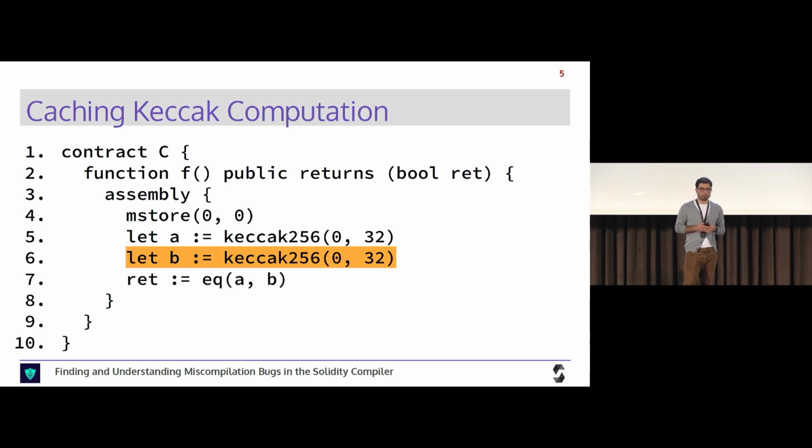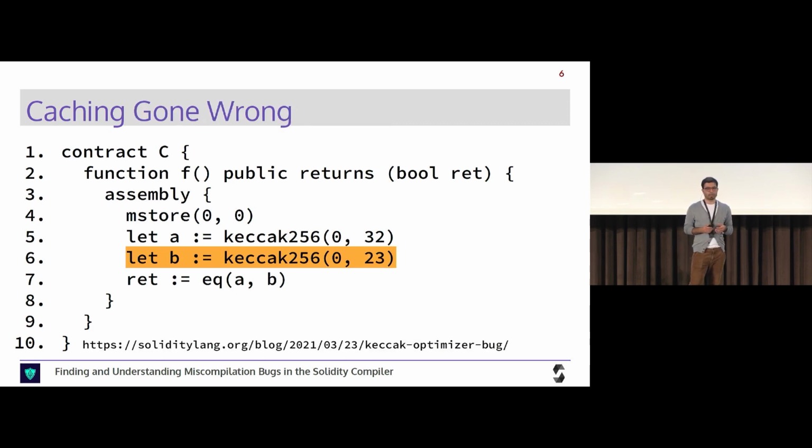The compiler tries to optimize Keccak calls because they are gas intensive, by analyzing whether the memory regions over which the Keccak hash is computed are identical. And if they are identical, we could cache the previous computation and simply use the value that was returned in an earlier computation. It makes perfect sense and it saves gas. So that's how caching works. Now what happens when caching goes wrong?